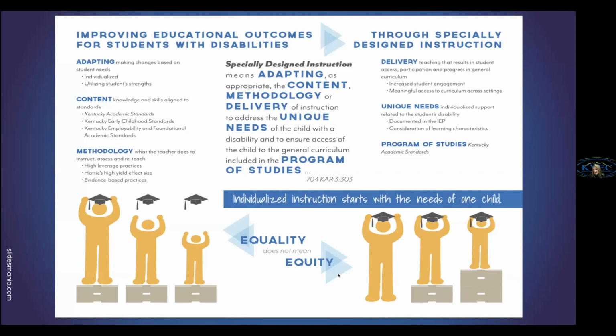And then let's think about how we're going to deliver it. So we're going to look at those strategies we know are really effective, and then how we're going to give that information to students. And that means we want to increase the engagement of students. And what we mean by that is we need to have our students with disabilities having many, many more opportunities to respond, right? Because they need much more practice than some of the other kids in the classroom.